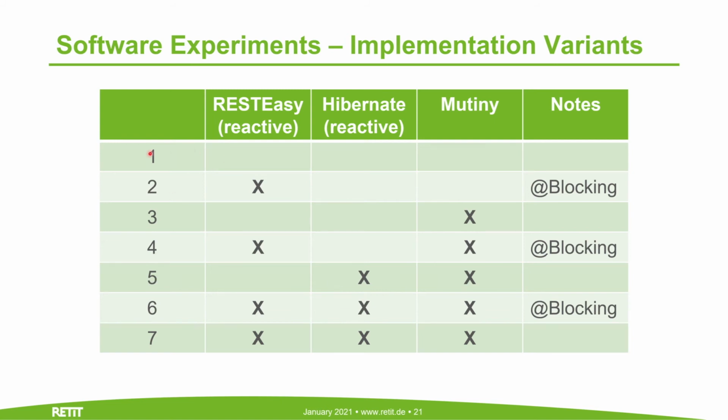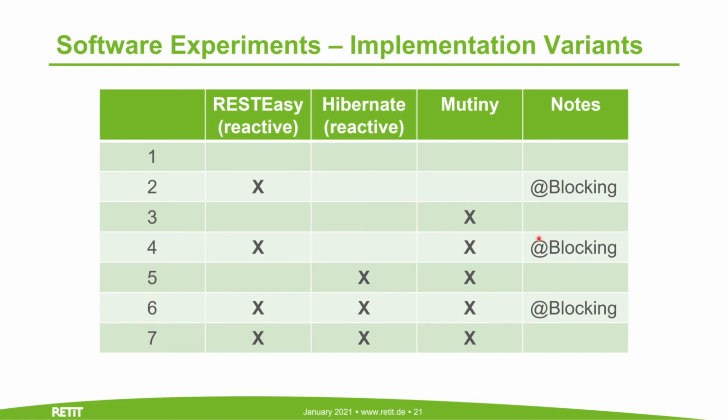The first one does not use any reactive component whatsoever, so it's the fully imperative solution. The second one uses RESTEasy Reactive, but with the ad blocking annotation. So that means it's essentially the same as RESTEasy Classic or the fully imperative solution. That is because ad blocking, as you might remember, forces the processing of the request to also be dispatched to a worker thread instead of just being on the IO thread.